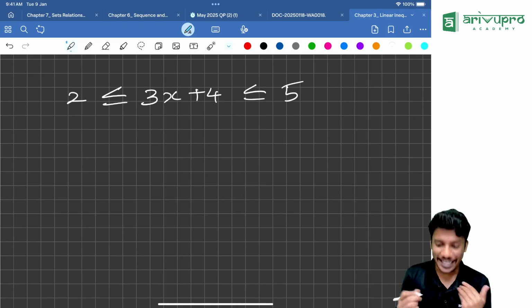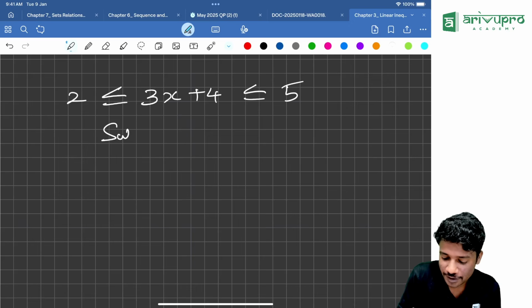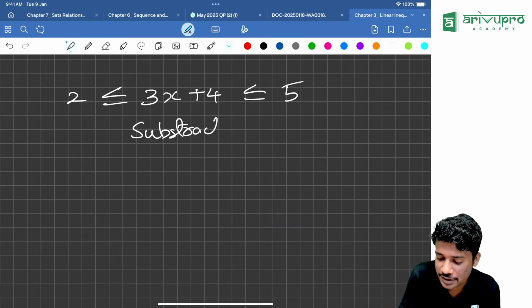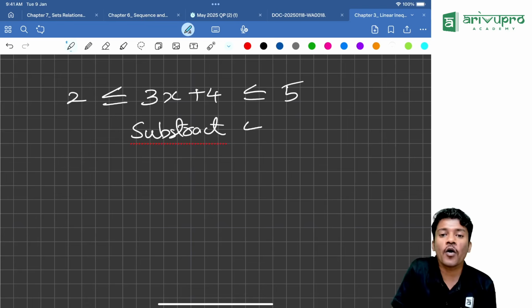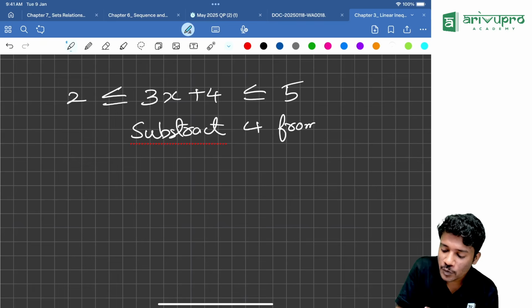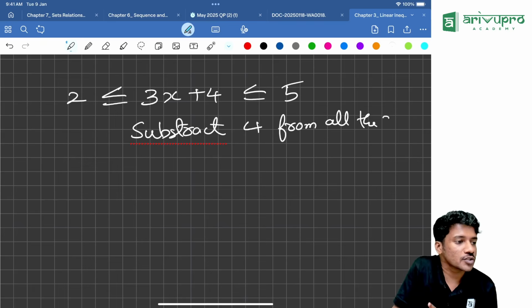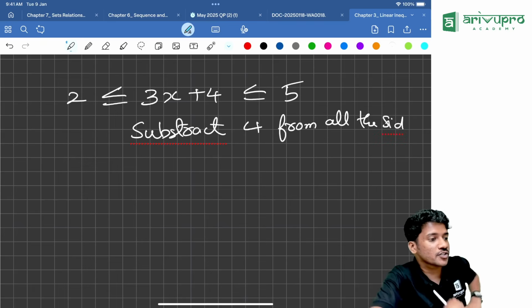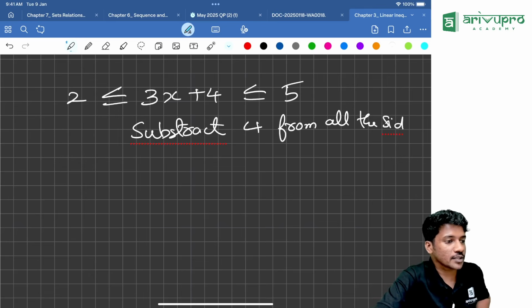So how to do that? Subtract 4 from all the sides. Why are we subtracting, or why are we taking negative 4?